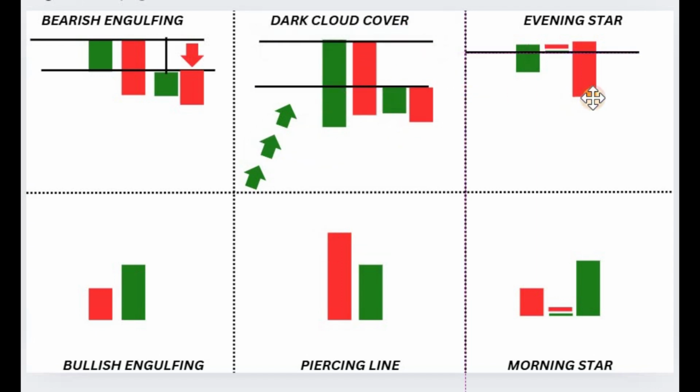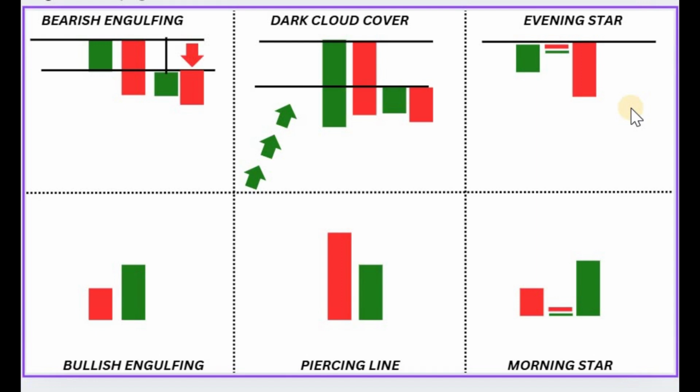Automatically this is a high, so you can get it here. Now why am I putting this red and green bar? Because the evening star can have red, it can have green, it does not matter the color. You see, I'm not using the wicks, I just want to focus on the bars and the level.